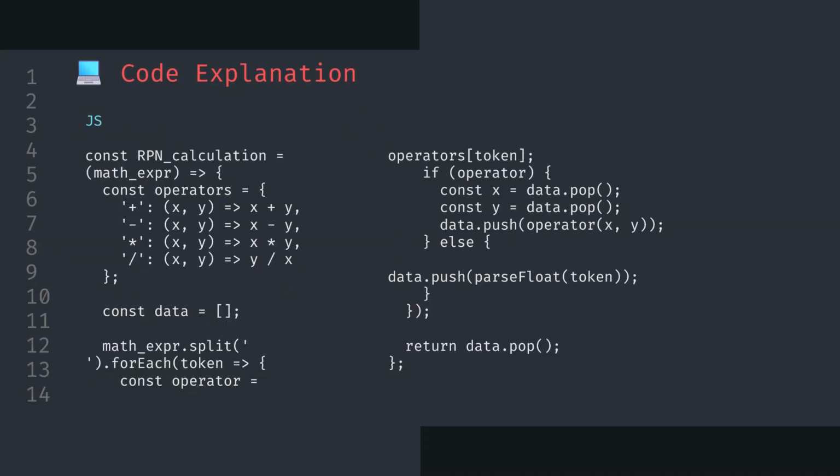Here's our RPN evaluator. We start by defining the four basic operators: add, subtract, multiply, and divide. Then we split the expressions by spaces and loop through each token. If the token is a number, we push it to the stack. If it is an operator, we pop the last two values, apply the operation, and push the result back. And at the end, the stack contains one final value. That's our answer.